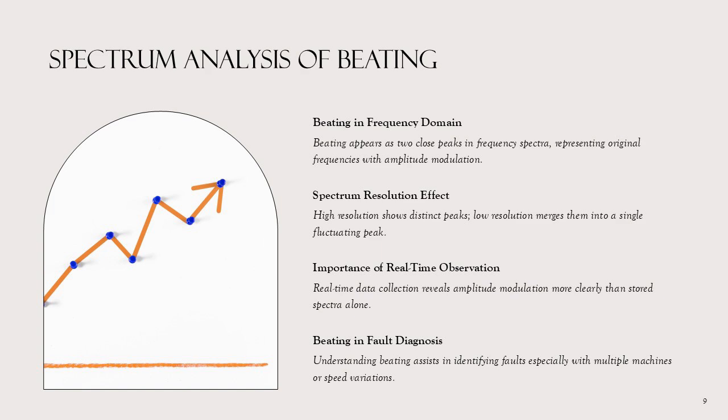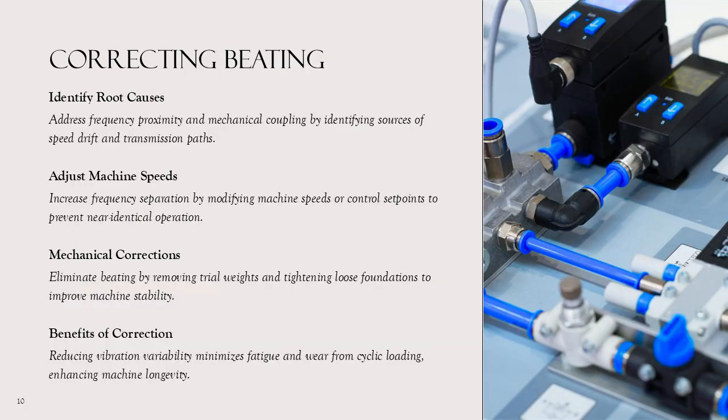Understanding how beating influences spectral patterns is critical for accurate fault identification, especially in environments where multiple machines operate in proximity or where speed variations occur due to process changes. Correcting beating involves addressing the root causes of frequency proximity or mechanical coupling.